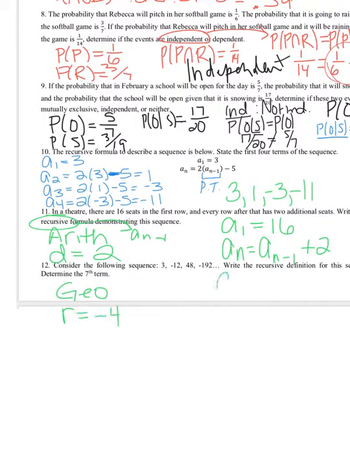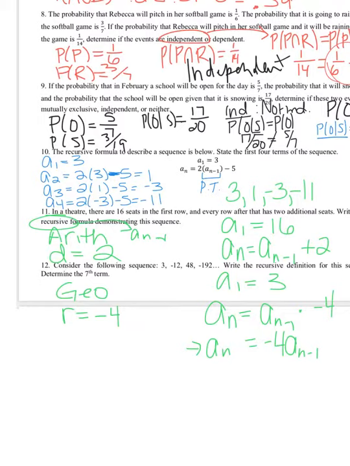Again, you have to say where you are starting. A sub 1 is equal to 3. And now your recursive formula, a sub n is equal to, you are taking the previous term, and you are multiplying that by negative 4. It looks a little bit cleaner with the negative 4 out front. If this were multiple choice, it would probably be written this way, okay?